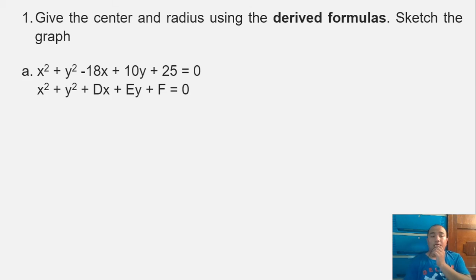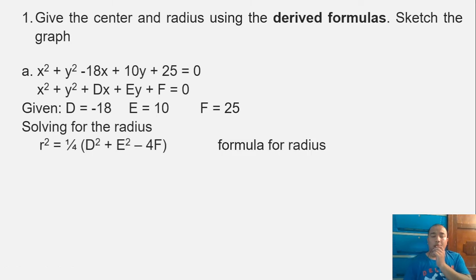So for letter A, x squared plus y squared minus 18x plus 10y plus 25 equals 0. So this equation is written in general form. So first, let us identify the values of d, e, and f. For d, negative 18, for e, 10, f, 25. D, negative 18, E, 10, F, 25.